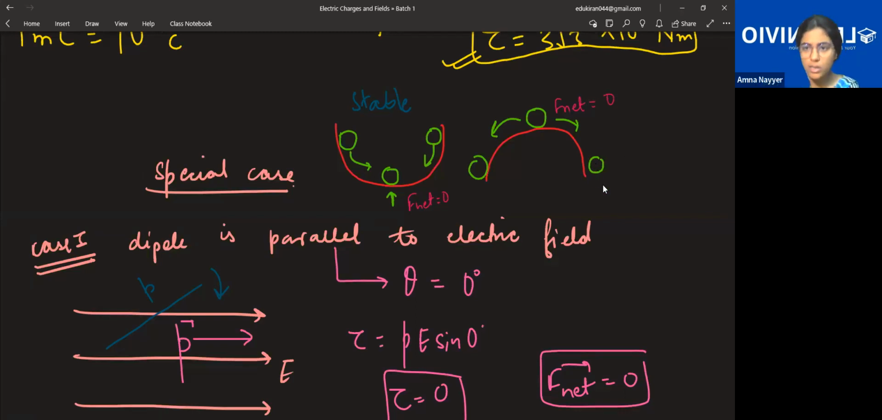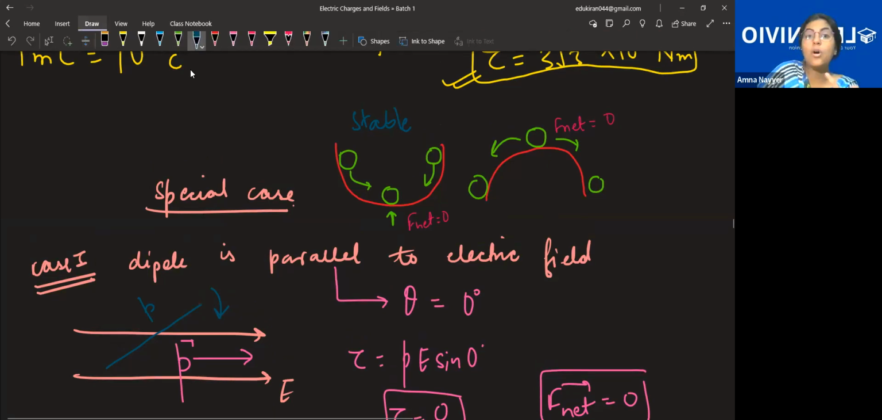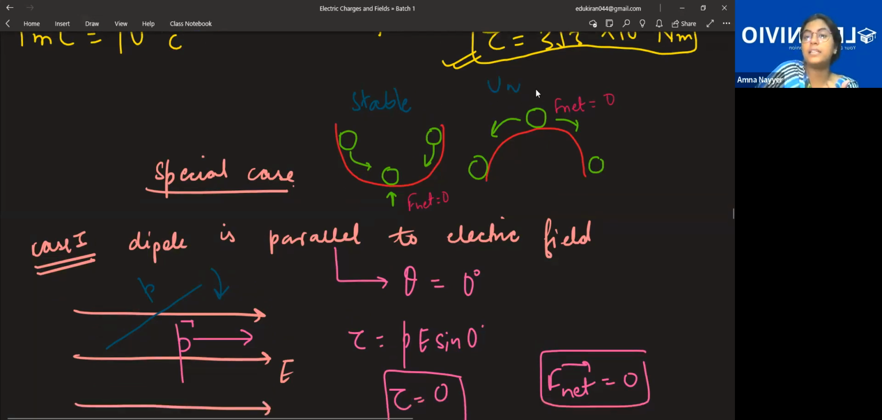Here also, on the ground, the ball is in equilibrium. No force is acting, it is not moving. But this is unstable equilibrium. Why? Because once the original configuration has been disturbed, it does not return. So this is the unstable equilibrium.